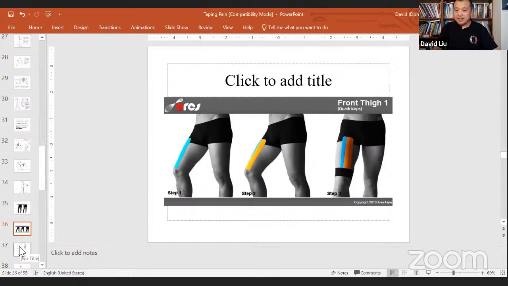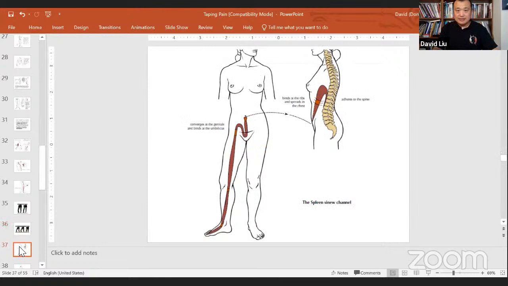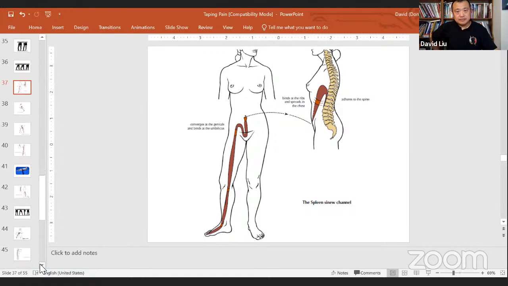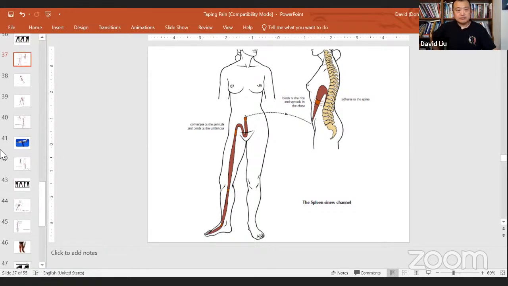So those, the leg pain. Well, these are the yin meridians. This is the sinew or myofascial channel; sinew is another word for myofascia. The spleen channel. We can see the spleen is the frontal lateral of the leg, and it can go to the lateral side of the ribs.